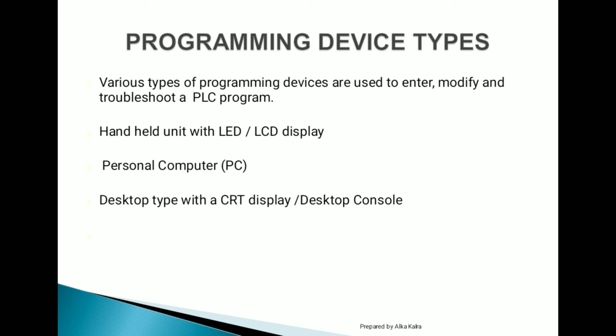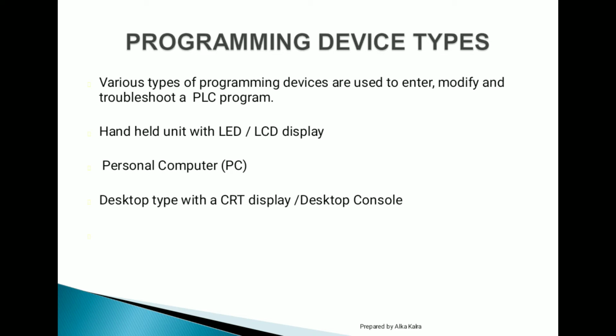The types of programming devices are of three types. One is called the handheld unit. Programming devices are used to enter, modify and troubleshoot a PLC program. The first device is the handheld device with LED or LCD display. It is just like a mobile-size device that can be carried from one place to another, so it is called handheld. It can be held in one's hand, and some devices have an LED display or LCD display.